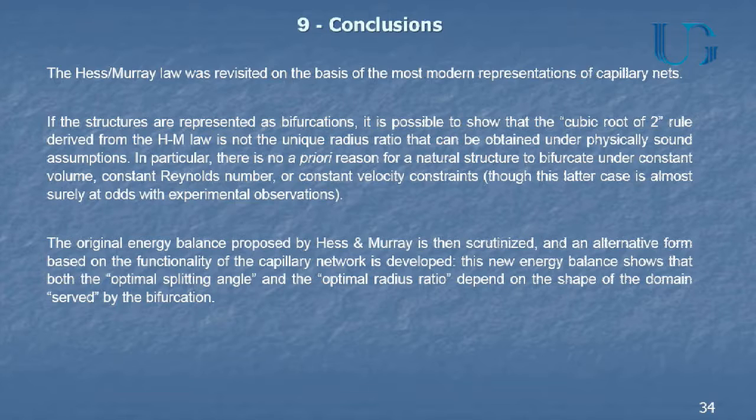But if you, instead of having the energy balance, power balance of the Hess-Murray law, have a diffusion balance, a mass transport balance for the blood in the bifurcation, then you get a different formulation, different results, which seem to justify some of the experimental findings.